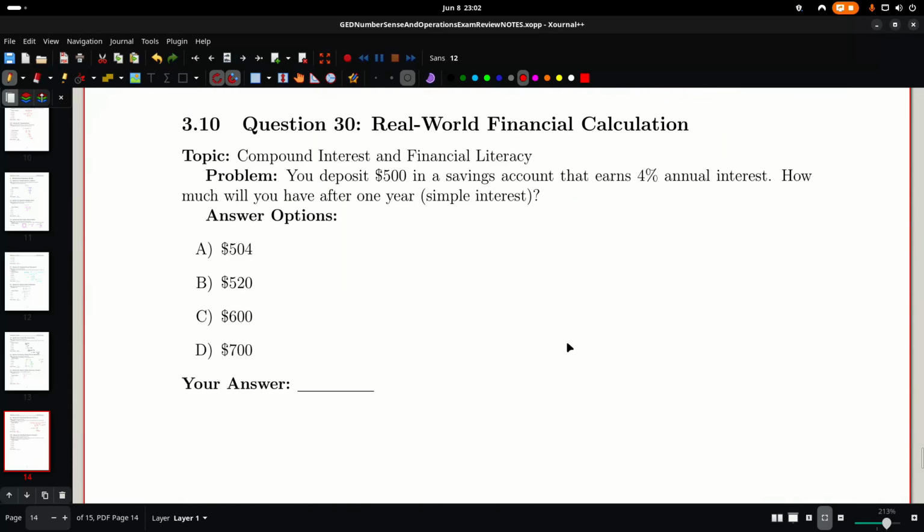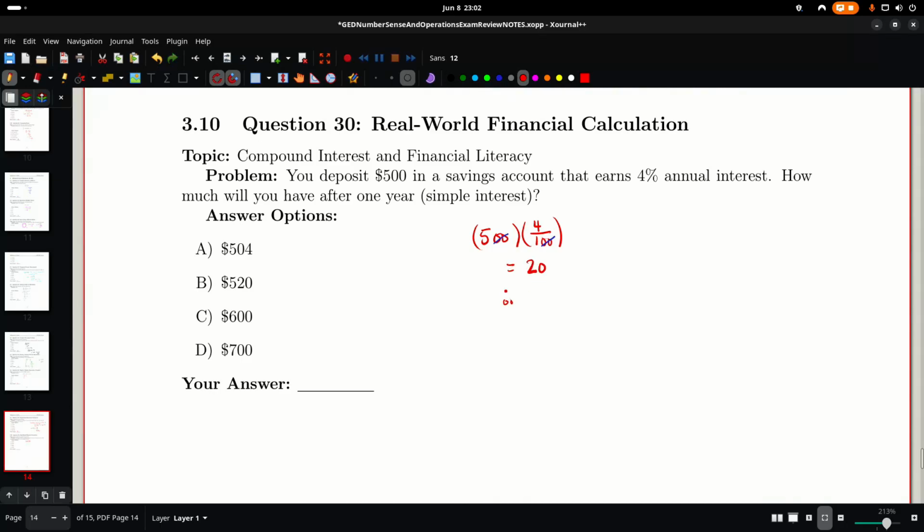Okay, question 30, real world finance. Okay, so you deposit $500 in a savings account that earns 4% annual interest. How much will you have after 1 year if it's simple interest? So we have $500, and we're multiplying by 4%, and 4% is just 4 over 100. And so we can divide 500 by 100, which gives us 5. Divide 100 by 100, which gives us 1. And so we have 5 times 4, which equals 20.